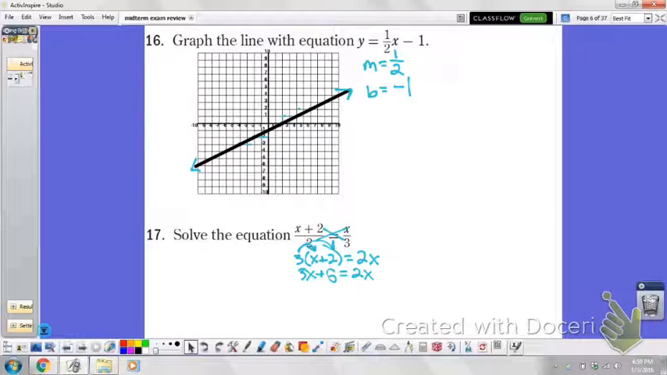I need variables on both sides, so I want to get them on one side. So to do that, I will subtract 3x from both sides. The 3x on the left cancel out, so I have 6 is equal to -x. Divide by -1. And I get x is equal to -6.